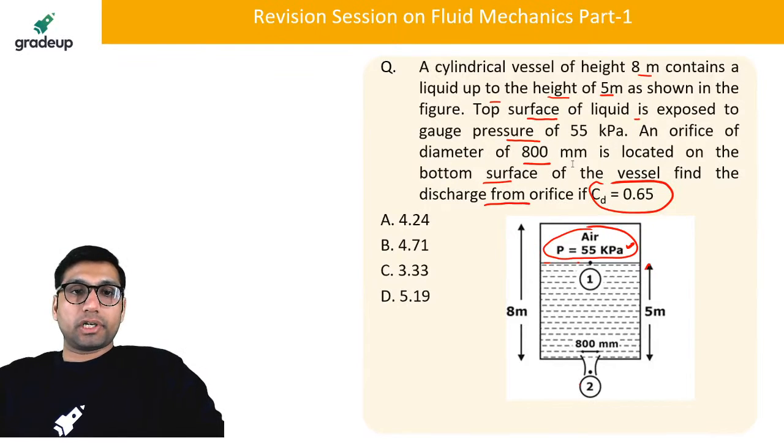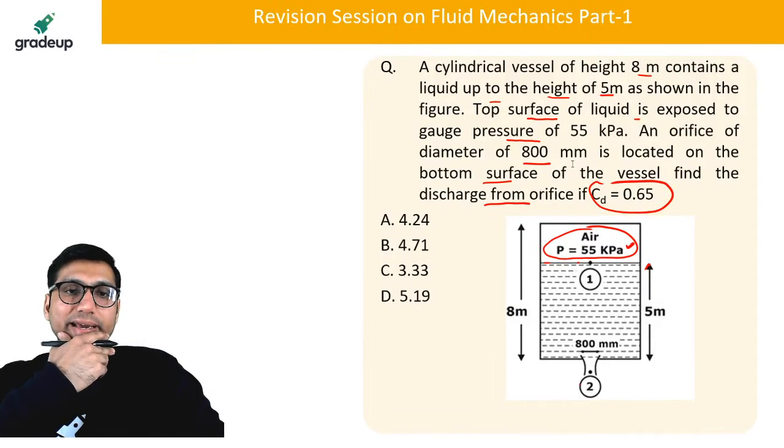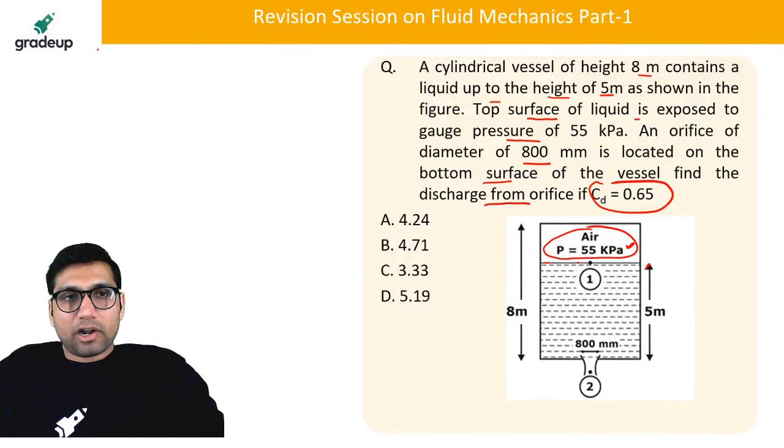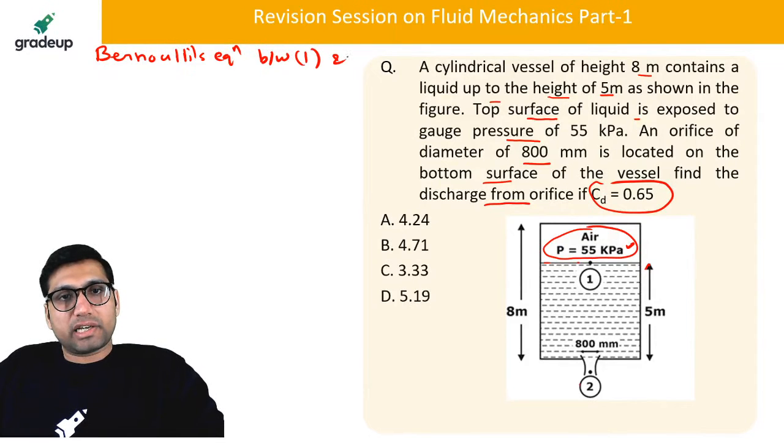Tell me the answer for this question quickly. So we are having two sections here. Already two sections are given here. So we just have to find the value of discharge. How can we find the value of discharge? We have to apply the Bernoulli equation. Definitely, let me give you a hint. You have to apply the Bernoulli equation between section 1 and 2.